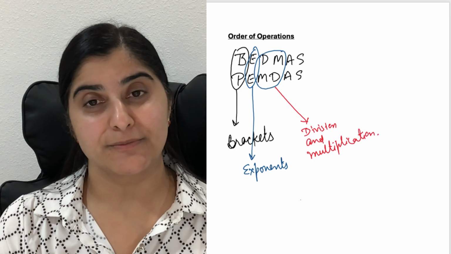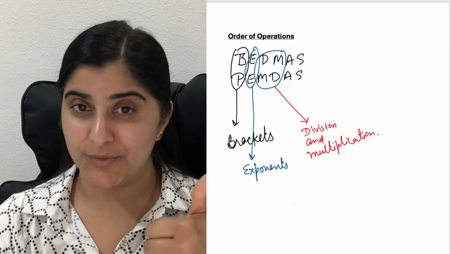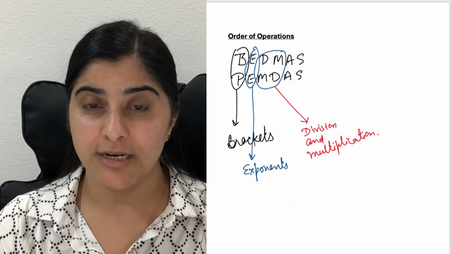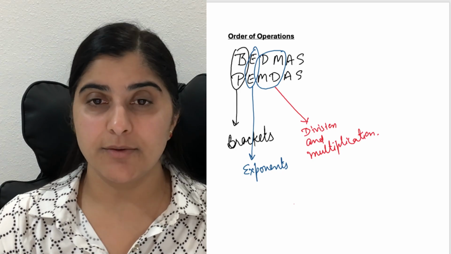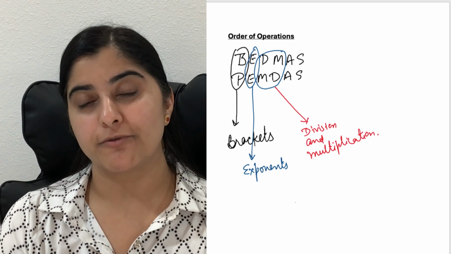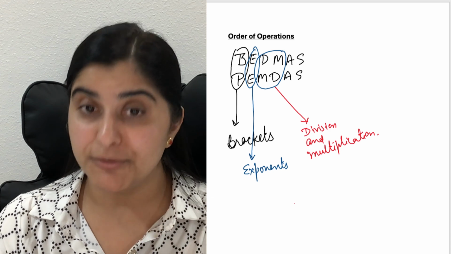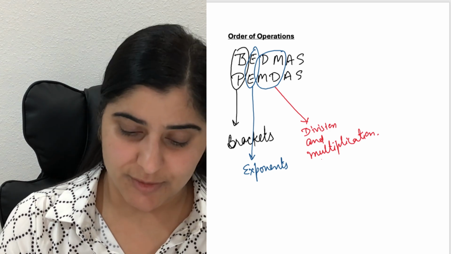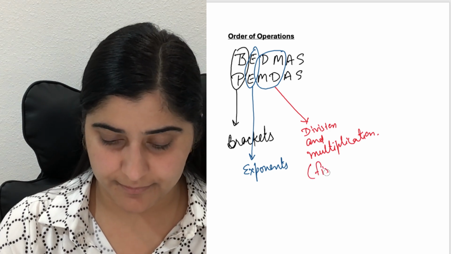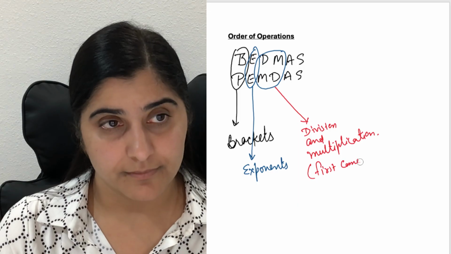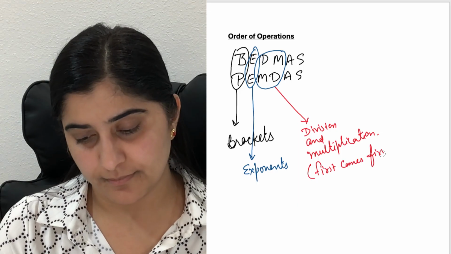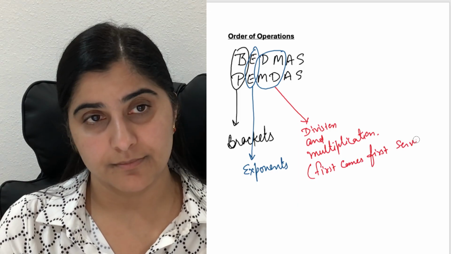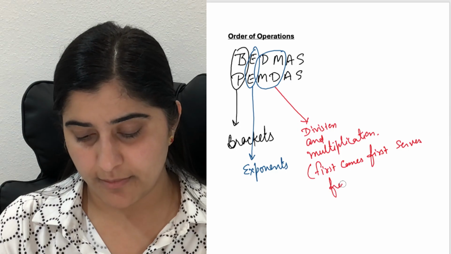First come, first served. Whatever comes first, as you will remember, is the left hand rule. So start from the left side. Whatever comes first, you have to perform that operation first from division and multiplication. So first come, first served, from the left side.